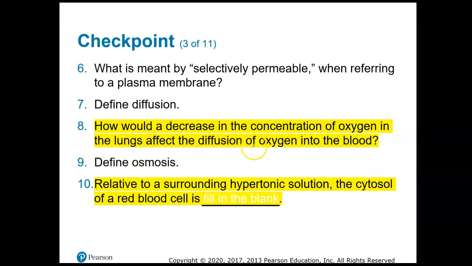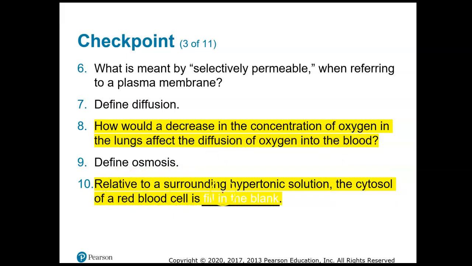All right, question 8. How would a decrease in the concentration of oxygen in the lungs affect the diffusion of oxygen into the blood? Well, if the concentration of oxygen in the lungs is less, there's going to be less that diffuses into the blood. It's one of those questions that makes you wonder, is it really asking something harder than this, or is it really that easy? No, it's really that easy. If we take in less oxygen into our lungs and there's a decrease in the concentration of oxygen in our lungs, then of course it's going to diffuse slower into the blood because there's not as much.